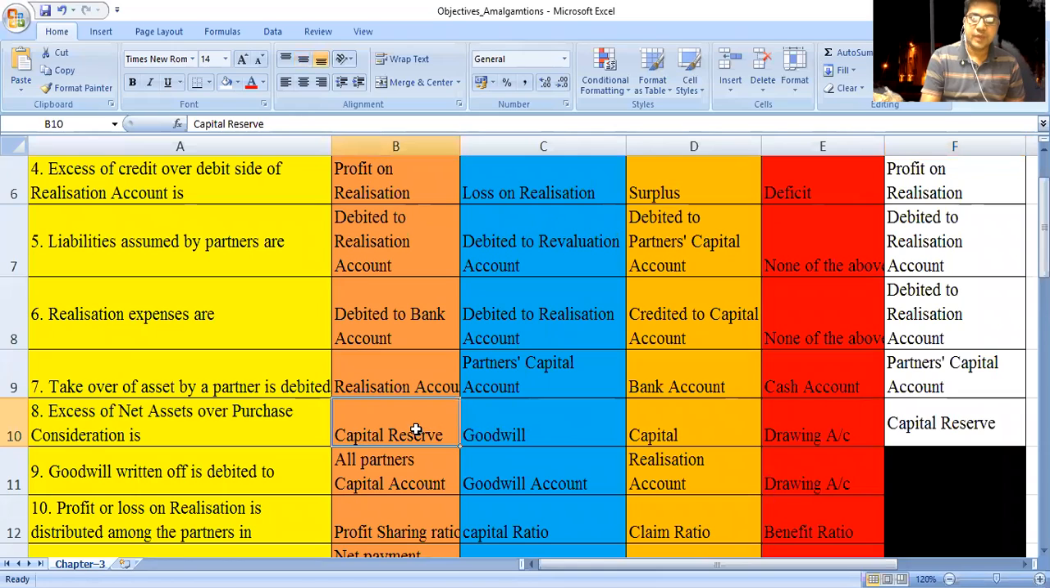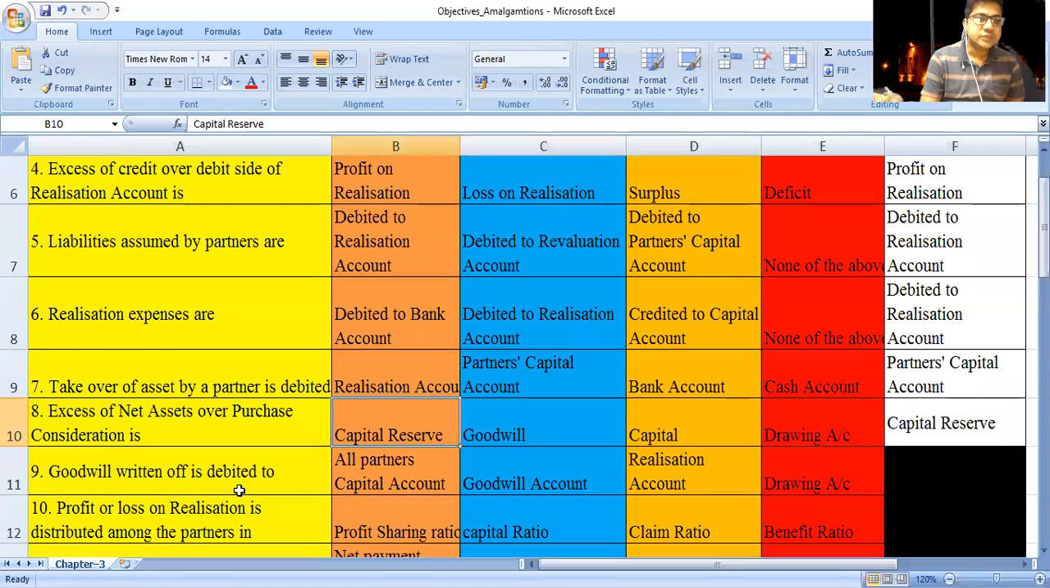Answers are two: capital reserve or goodwill. If the purchase consideration is more than the net asset, goodwill. If the net asset is more than the purchase consideration, capital reserve. These things you have to keep in mind. Only two answers are there.